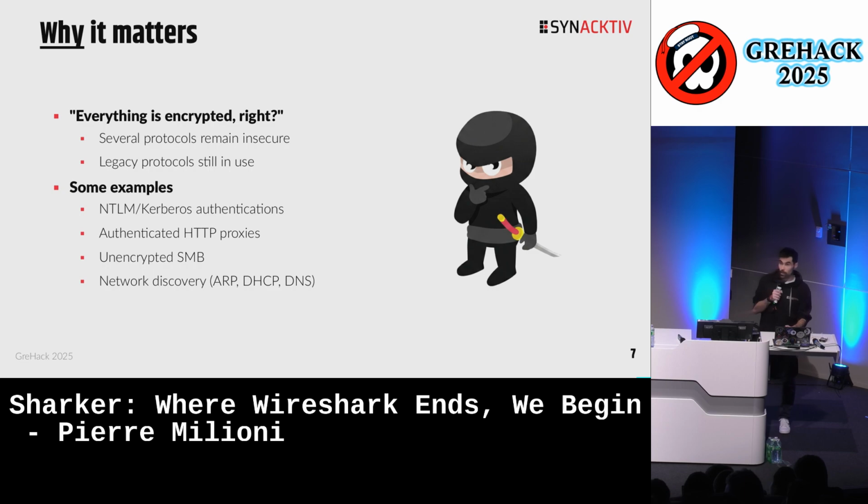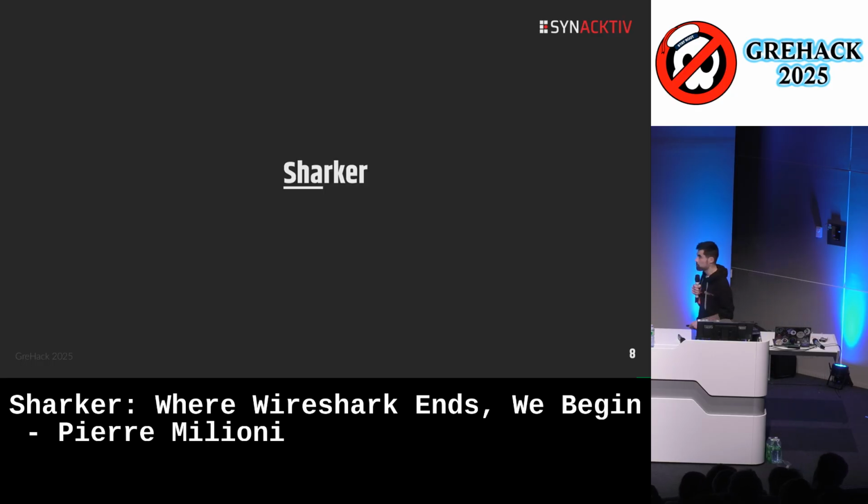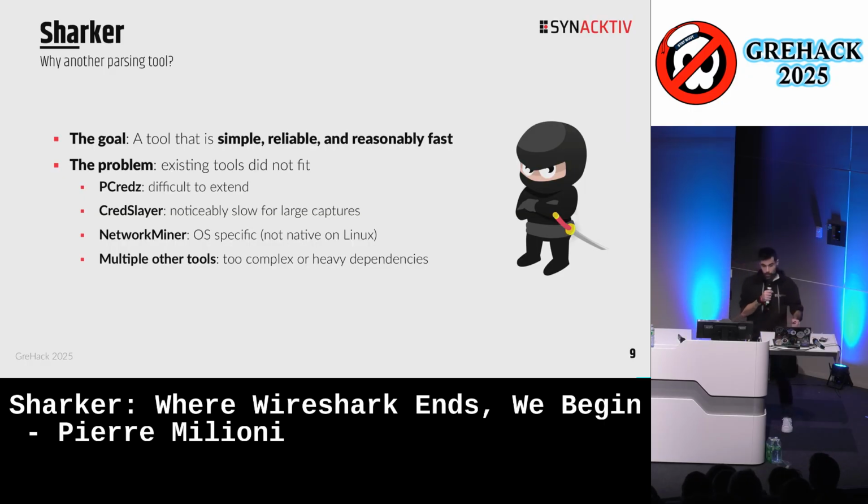And then you can improve your knowledge about the internal network through discovery protocols such as ARP, DHCP, and DNS. So now the tool, Sharker. The idea behind this tool is to have something simple, reliable, and reasonably fast to parse these PCAPs. And we did not find these three things in the already existing ecosystem.